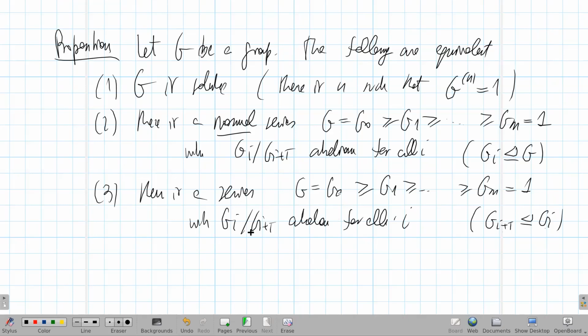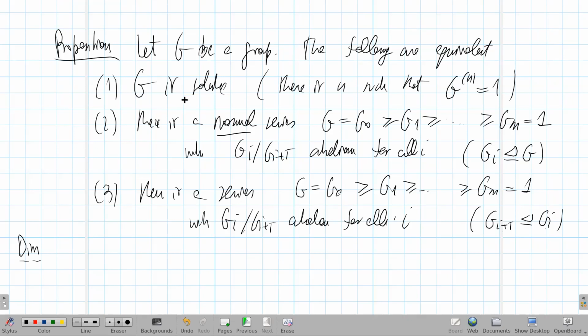Because to consider this quotient, I just need G_{i+1} normal in G_i, whereas here G_{i+1} will be normal in the whole of G, but this is overkill. So essentially, two of the steps in the proof are trivial. How do you prove that these are equivalent? I'll prove that 1 implies 2 implies 3, and these are rather trivial, and then 3 implies 1, but this is not difficult either.